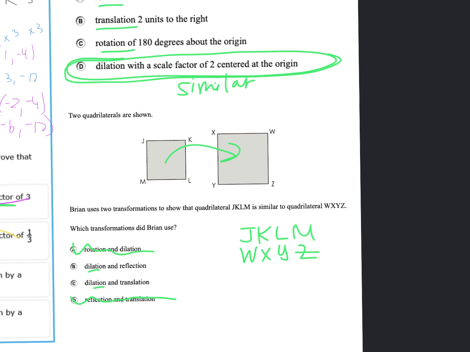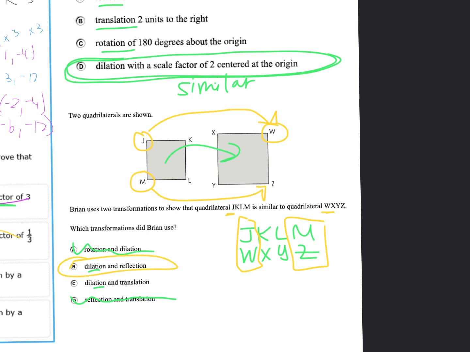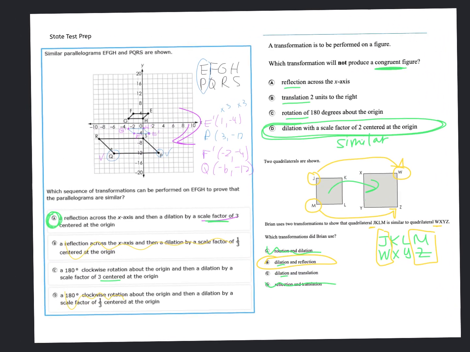The reason I know it flips is because J aligns with W. So J is here, and then it goes and flips over to there. And then the same thing's true for M. See, M is here, and it flips over to there. So this is definitely a flip. Okay, so those letters can help you determine if it slides or flips.